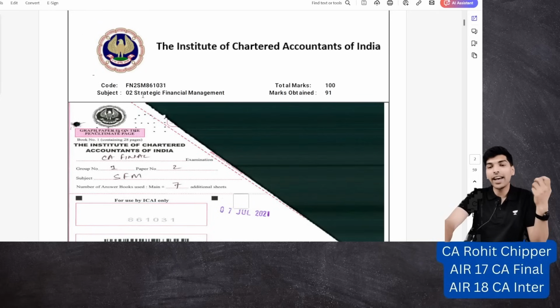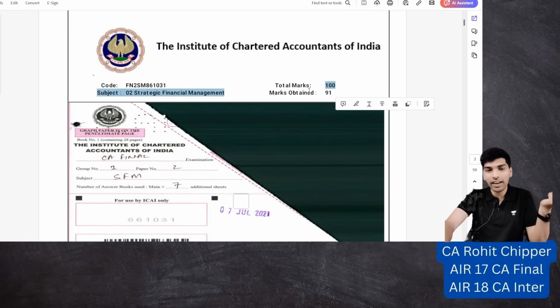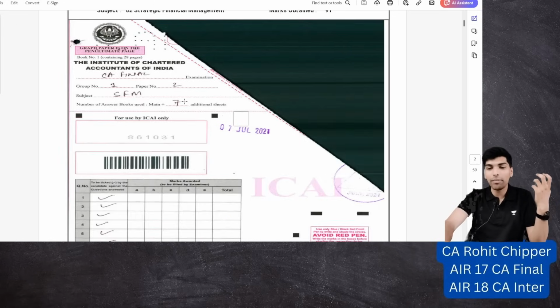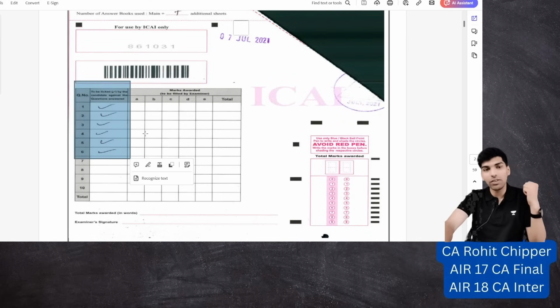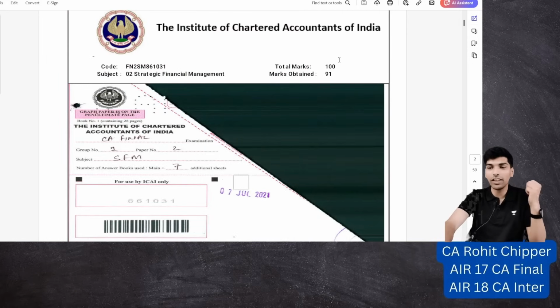So this is my SFM certified copy, which is from CA final. I have secured 91 marks out of 100. And how was that possible? Because I have attempted all the questions and the paper was easy. So the paper was easy and I had time to attempt all the questions, so I was able to secure these good marks.